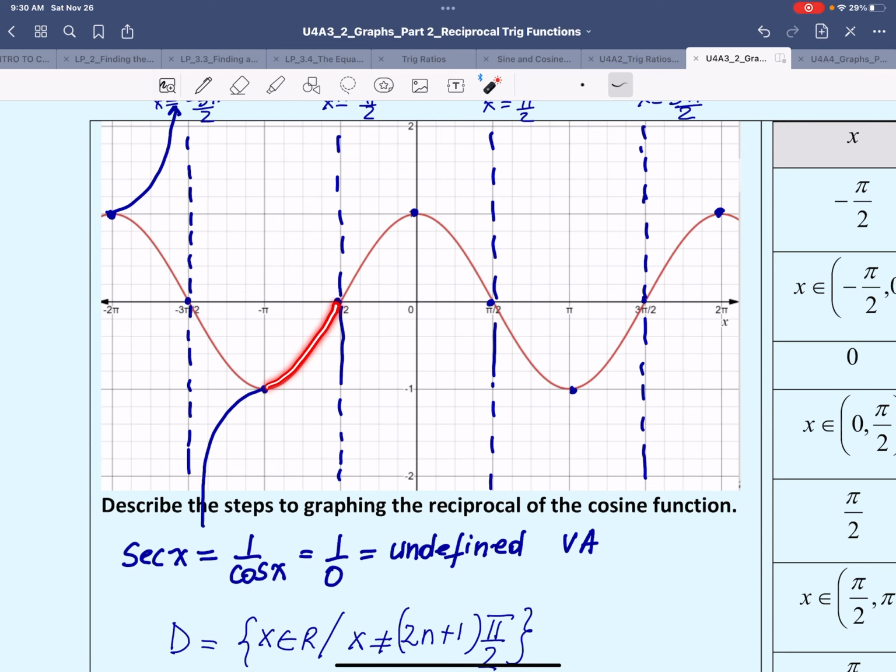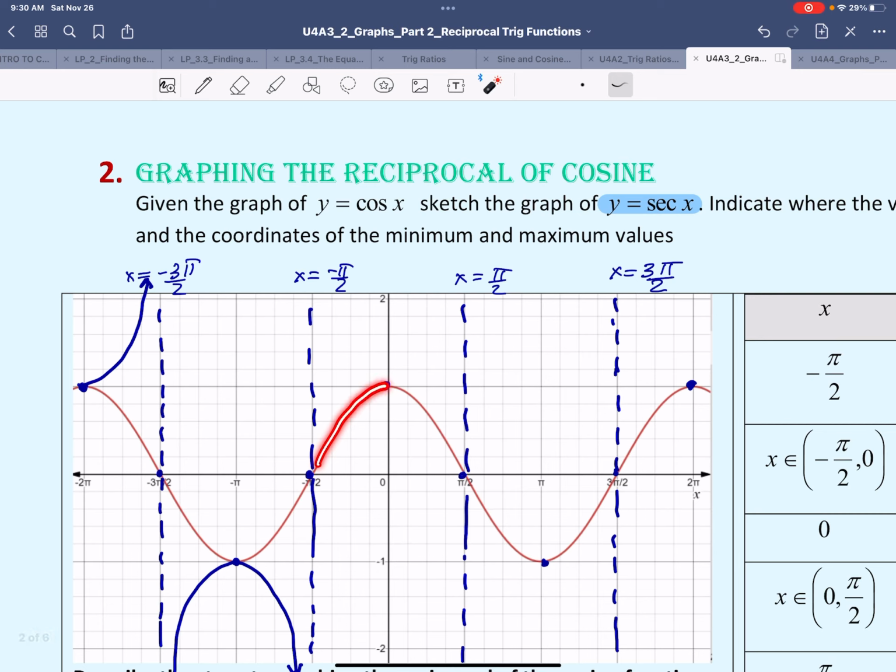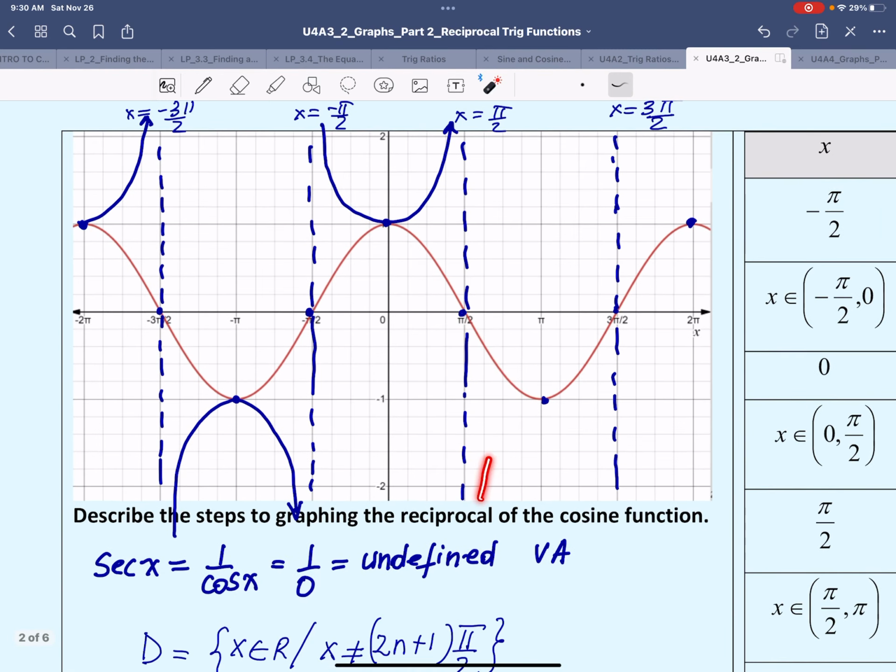Now, in a similar fashion, we continue with the rest of the sections of the graph. So we have an increasing function, which will produce a decreasing reciprocal and follow the vertical asymptote. So here we have increasing cosine, that means decreasing secant. And then we have decreasing cosine, that will make an increasing secant. Again, decreasing cosine, increasing secant. And increasing cosine, decreasing secant.